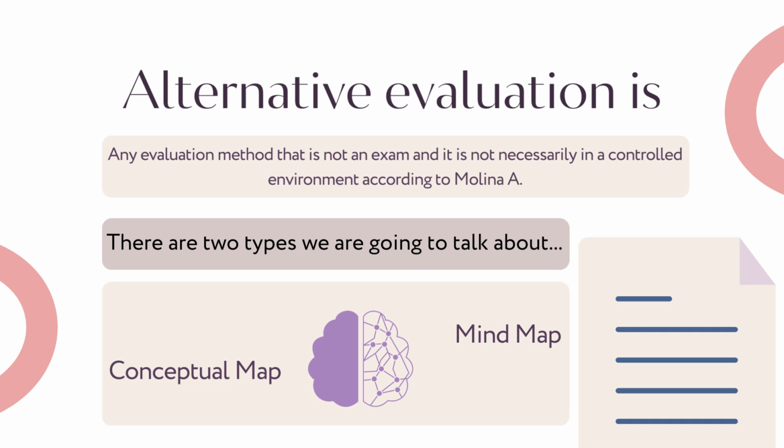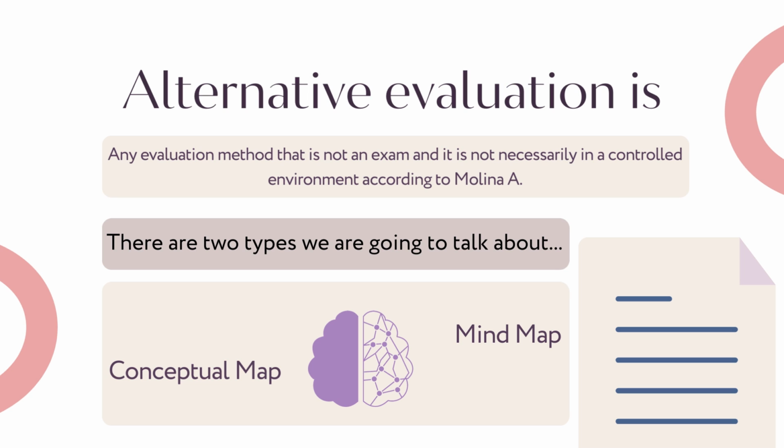Let's start by defining what an alternative evaluation is. An alternative evaluation, or alternative assessment, is any evaluation method that is not an exam and is not necessarily in a controlled environment, according to Molina. Another definition says that it's a method of evaluation that measures a certain level of proficiency in a subject as opposed to the student's level of knowledge. The overall goal of alternative assessment is to allow students to demonstrate their knowledge and execute tasks.